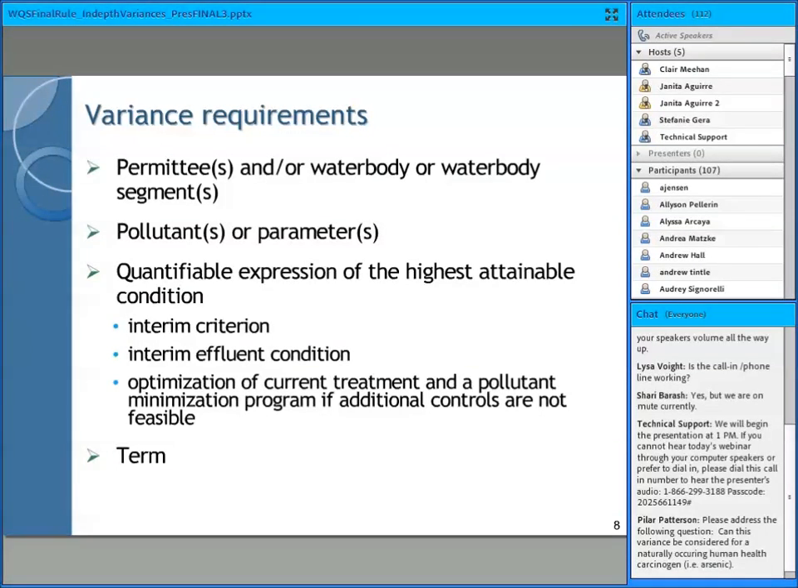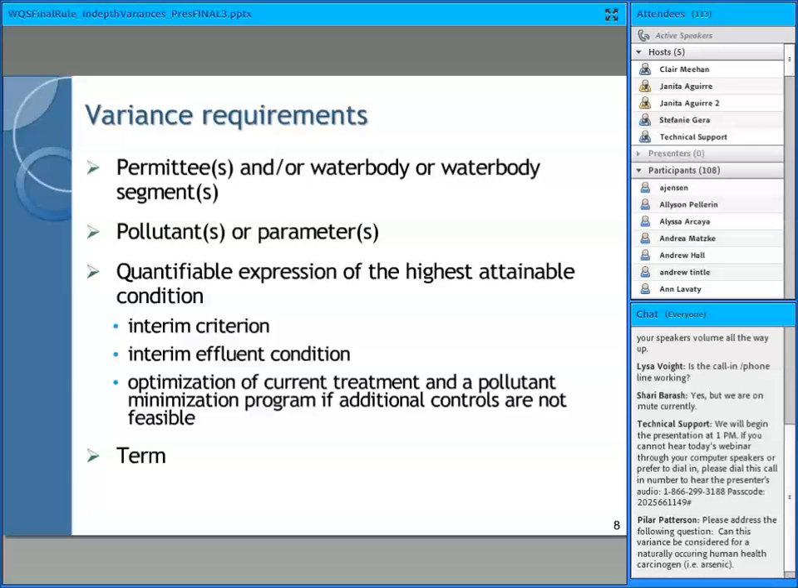The purpose of requiring a quantifiable expression of the highest attainable condition is to ensure that a variance results in measurable progress toward the underlying designated use. For most discharger-specific and pollutant-specific variances, EPA believes that expressing the highest attainable condition in a quantifiable manner will not be difficult because such variances usually express the highest attainable condition as the concentration of a pollutant in a permittee's effluent. However, EPA does recognize there may be some situations where specifying a concentration may not adequately characterize the highest attainable condition. The regulation provides states and tribes with the flexibility to express the highest attainable condition as any quantitative expression that describes the anticipated pollutant reduction.